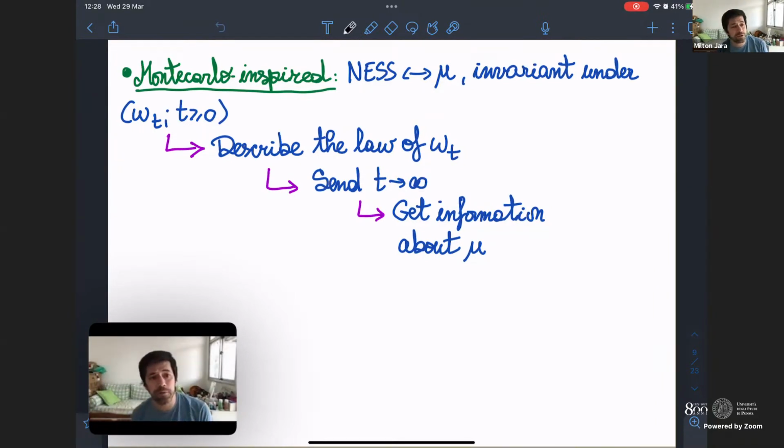But I wanted to mention it because that inspires us to study non-equilibrium stationary states through Markov chains. So how does it proceed? The non-equilibrium stationary state is the invariant measure of the Markov chain. So let's study the Markov chain, and let's try to send t to infinity. That's it. If we can do that, then we get information about the non-equilibrium stationary state.